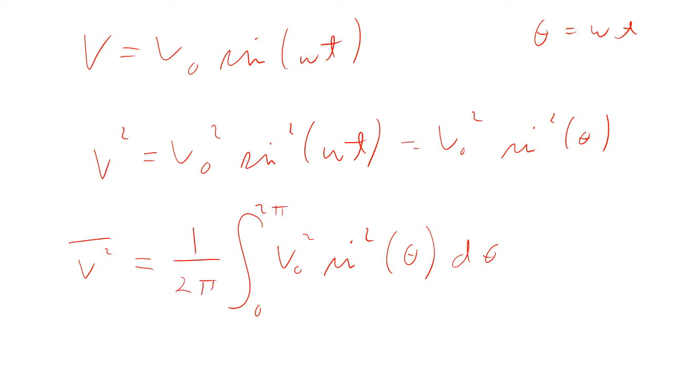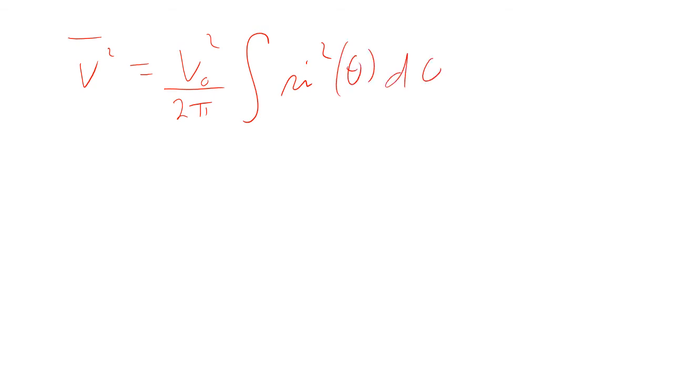So 1 over the range times the integral across the range of a function gives the average value of it. We remember that from the mean value theorem of calculus. All right, so I want to find this average of the v squared, so we can bring the v naught squared out over 2 pi, integral of sine squared theta d theta, going from 0 to 2 pi.